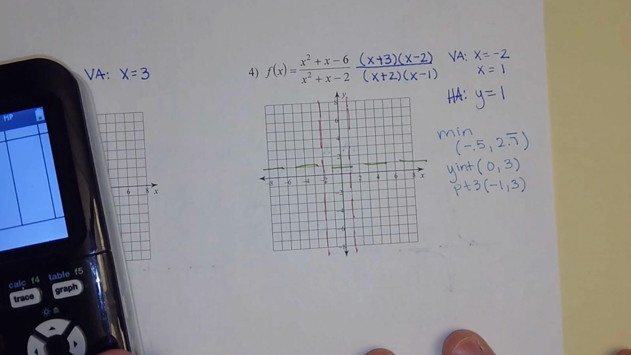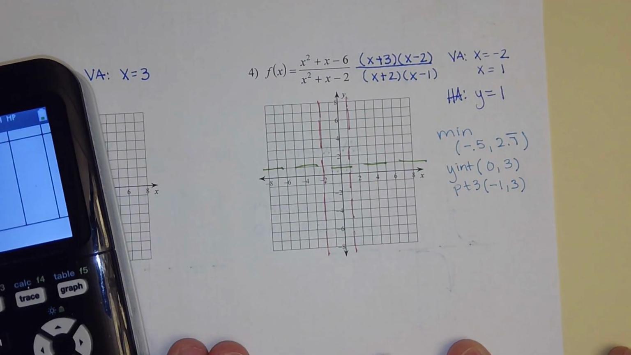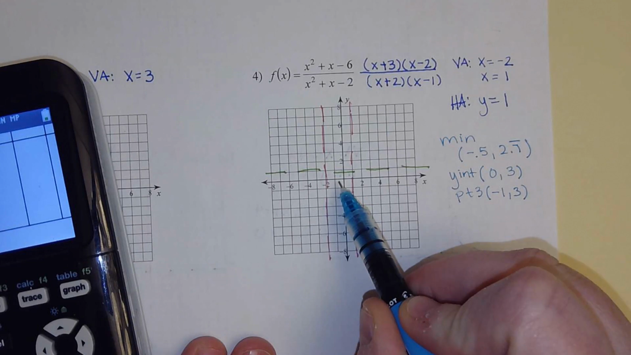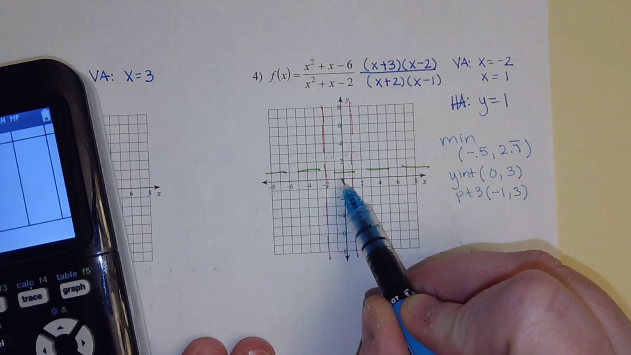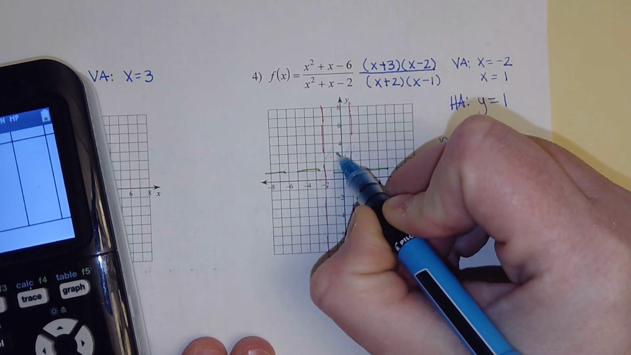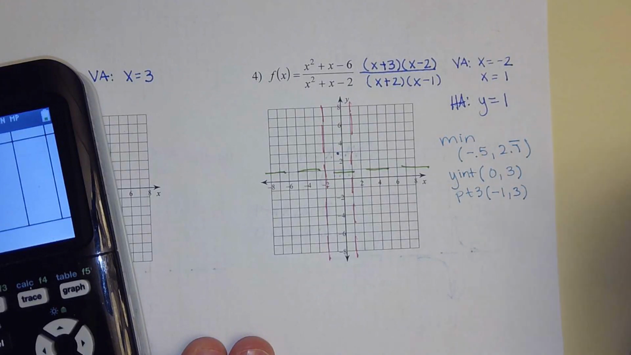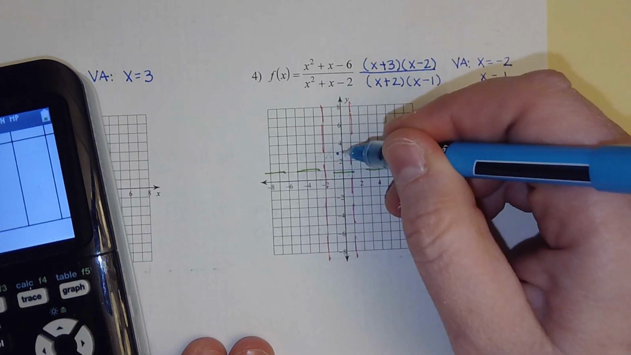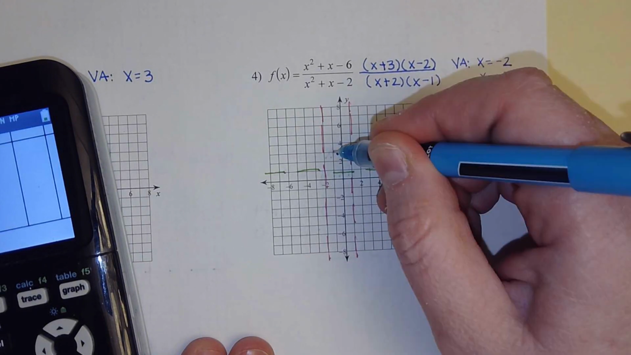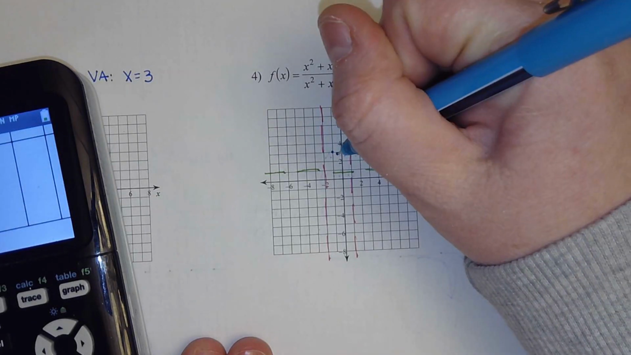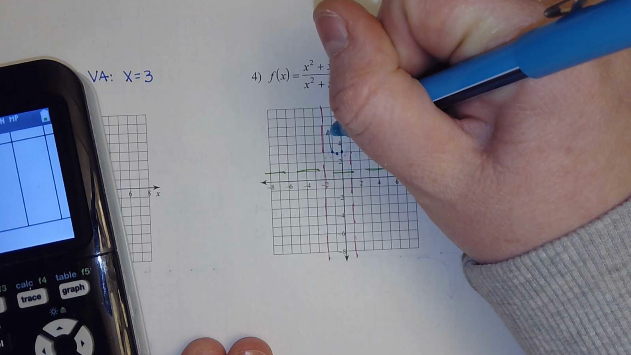So I'm going to graph these points here. So -0.5, 2.7, -0.3, -1.3. And I'm going to take this parabola and I'm going to graph it going up like this.